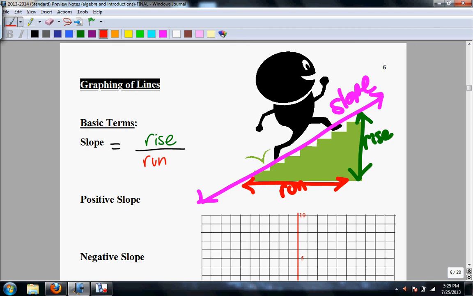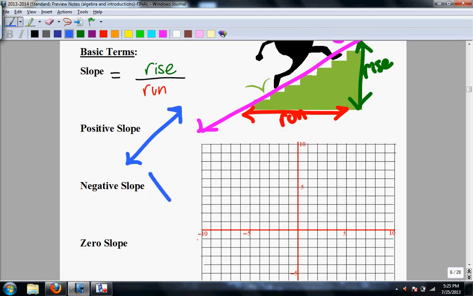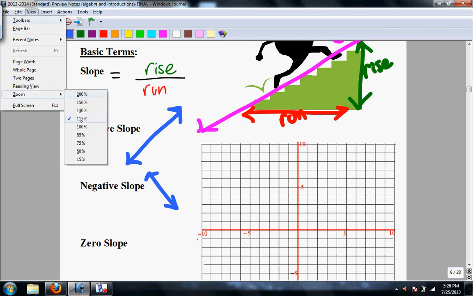When you look at a graph from left to right, if it's going upward from left to right, it's a positive slope. If it goes downward from left to right, it's a negative slope. So you read graphs from left to right.